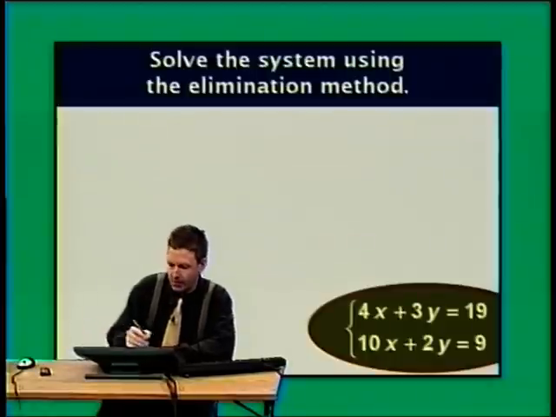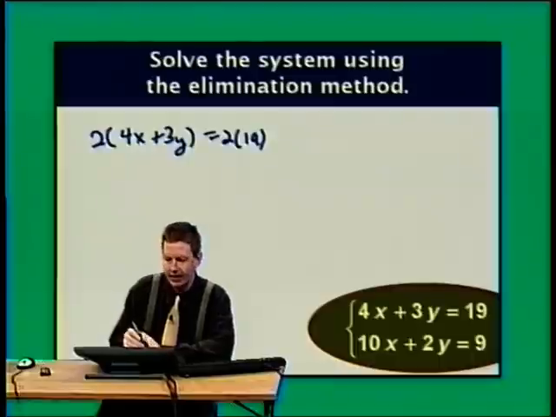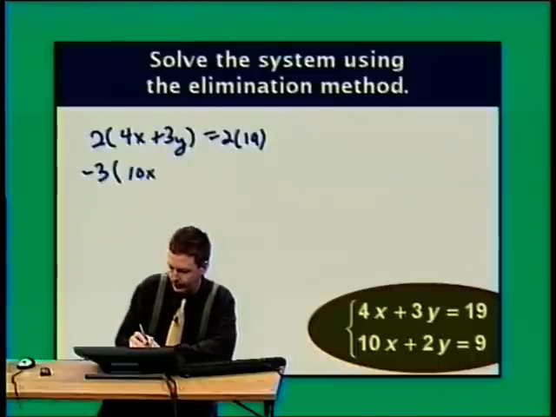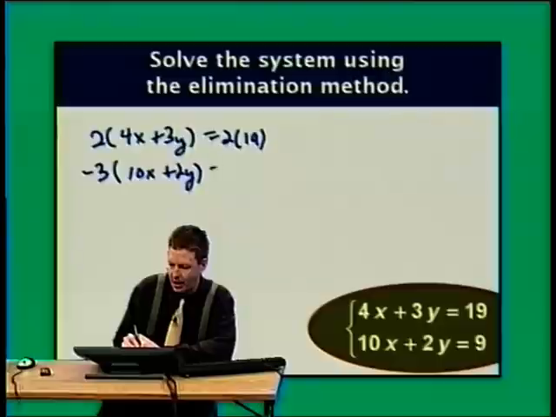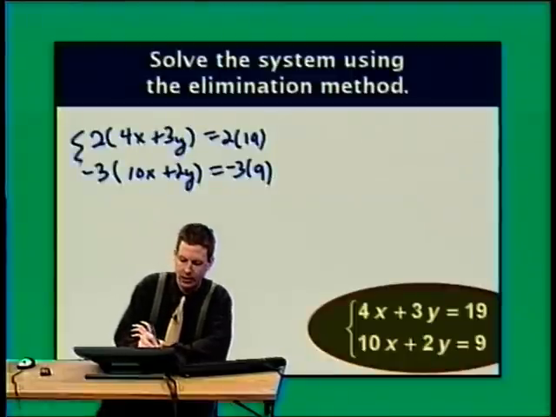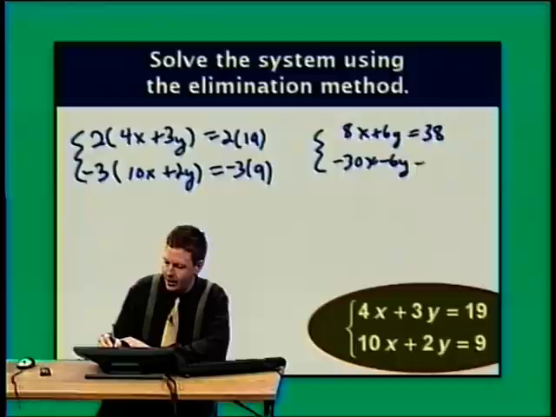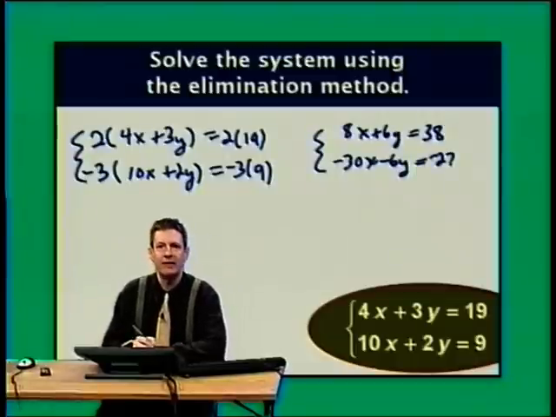So what I'm going to do is multiply both sides of the first equation by 2, and both sides of the second equation by negative 3. Now keep in mind, I made two choices here. I chose to eliminate y, and I chose to multiply by a positive number in the first equation and by a negative number in the second equation. When I distribute, I get 8x plus 6y equals 38 for my first equation, and negative 30x minus 6y equals negative 27 for my second equation.